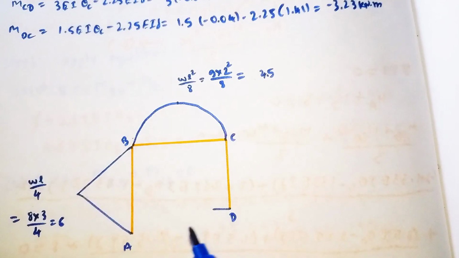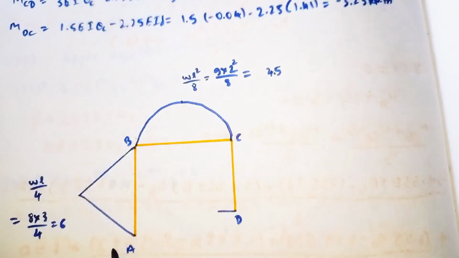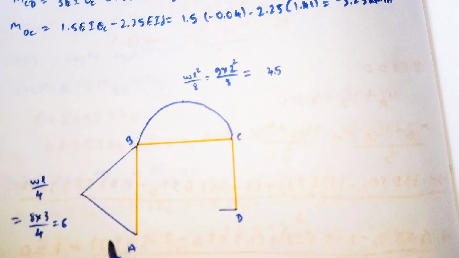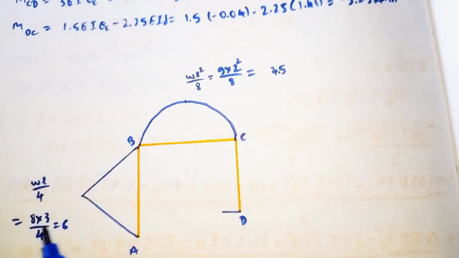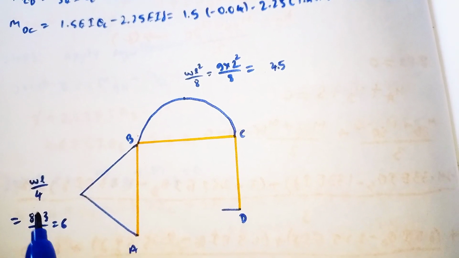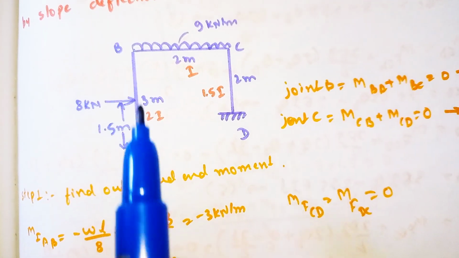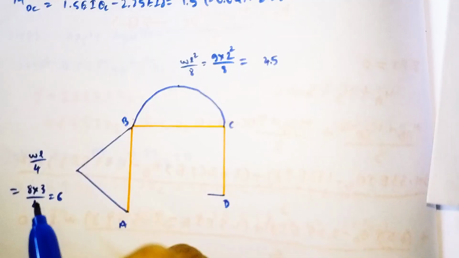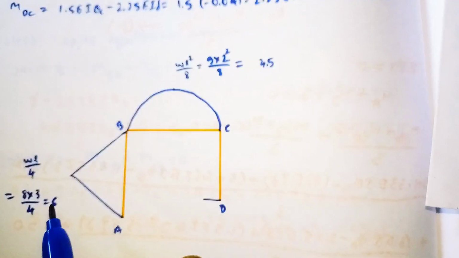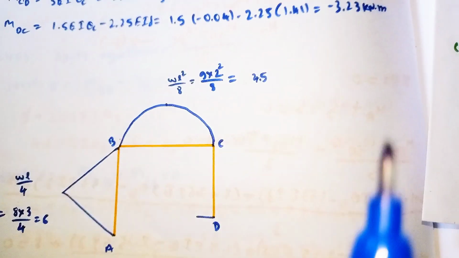So our next step is drawing the bending moment diagram. I have already drawn the free-body diagram of the bending moment. Span AB is carrying the point load of 8 kilonewton. To find this maximum height we have the formula WL divided by 4. Here W is 8 kilonewton and length L is 3 meter. Put these values in this formula, and by simplifying it will come out as 6.